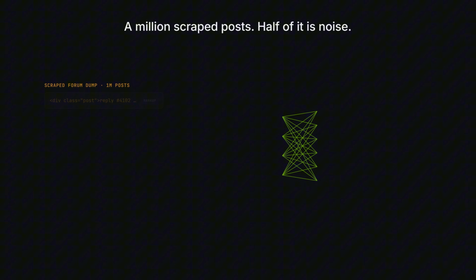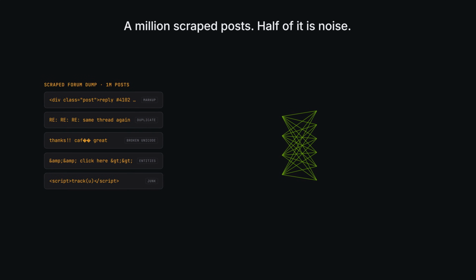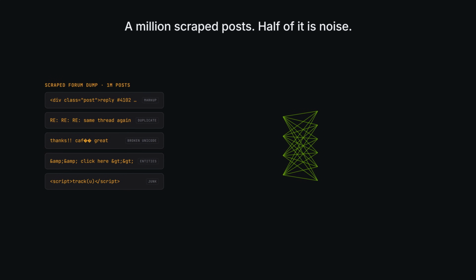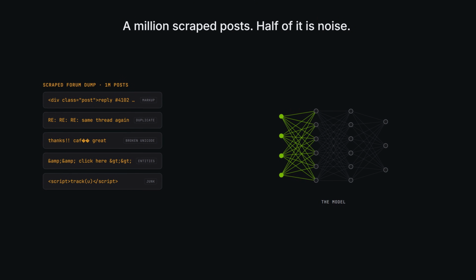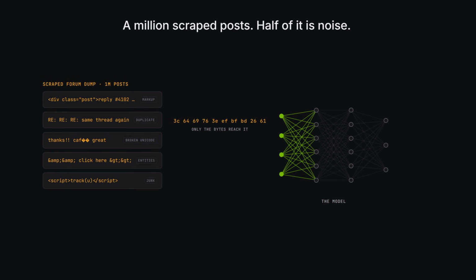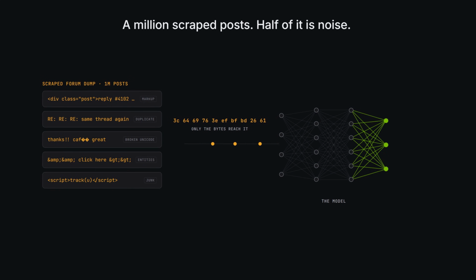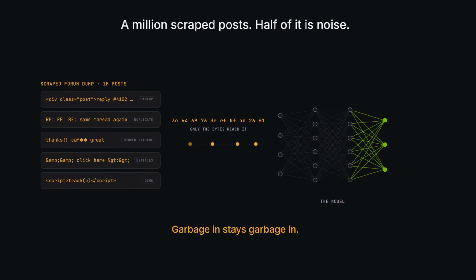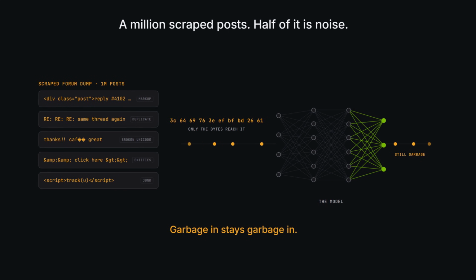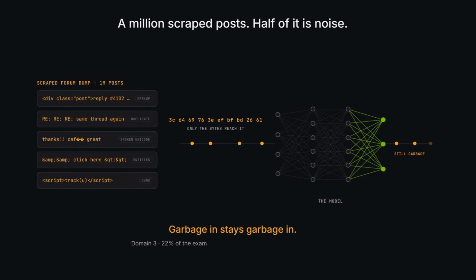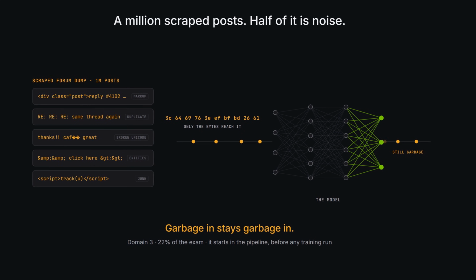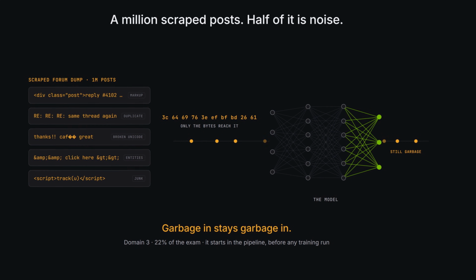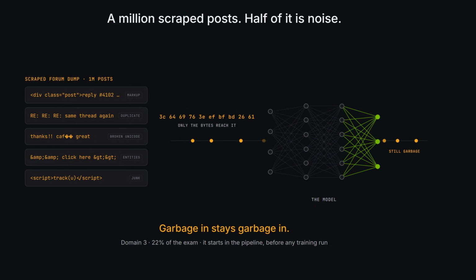Imagine you have scraped 1 million forum posts to fine-tune a model, and half of them are HTML tags, duplicate threads, and broken Unicode. The model does not see your good intentions. It only sees the bytes you feed it. So garbage in stays garbage in. Domain 3, data and experimentation, is 22% of the exam, and it starts before any training runs, in the pipeline that cleans and shapes the data.